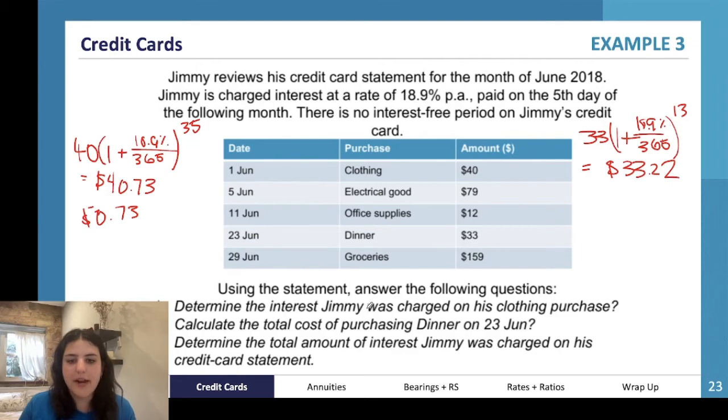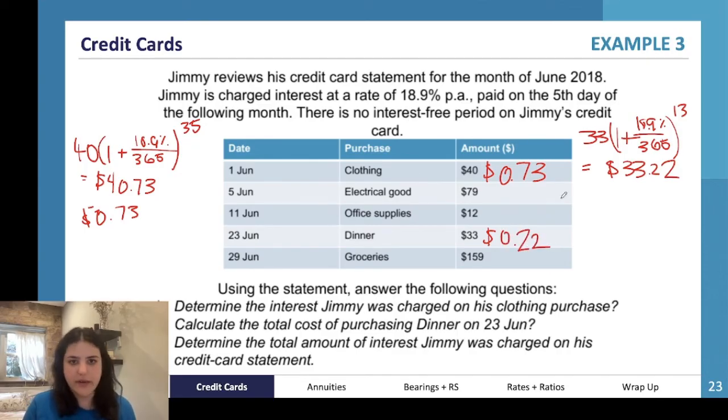$33.22. The total amount of interest Jimmy was charged on his credit card statement. So we now need to work out the interest for all of these payments. So we know that this one was 73 cents. This one was 22 cents. So now we need to do the other 3.